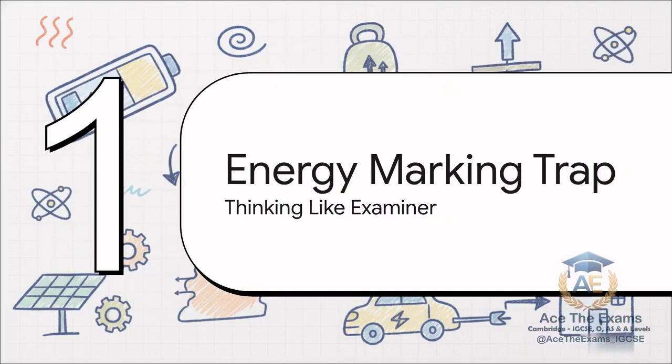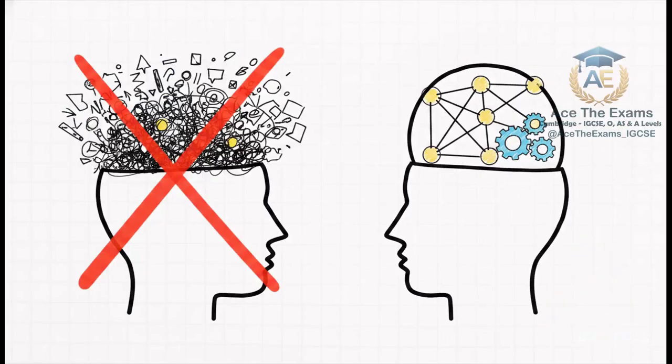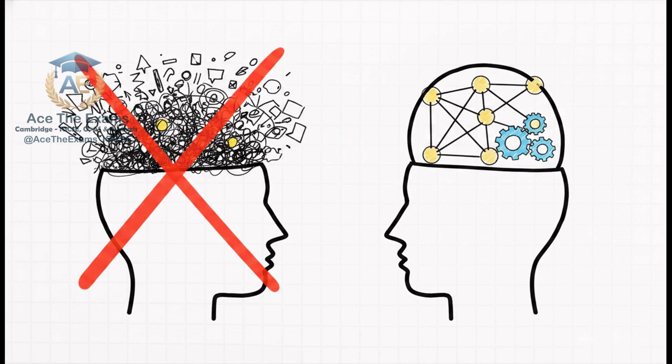Let's move straight into Section 1, the energy marking trap. It's time to start thinking like an examiner. Okay, you cannot beat the test if you don't know the rules of the game. The crucial point here is that examiners are not looking for you to just list everything you've ever memorized about energy. The assessment framework heavily prioritizes analytical depth over superficial breadth. They are targeting your ability to apply and analyze.